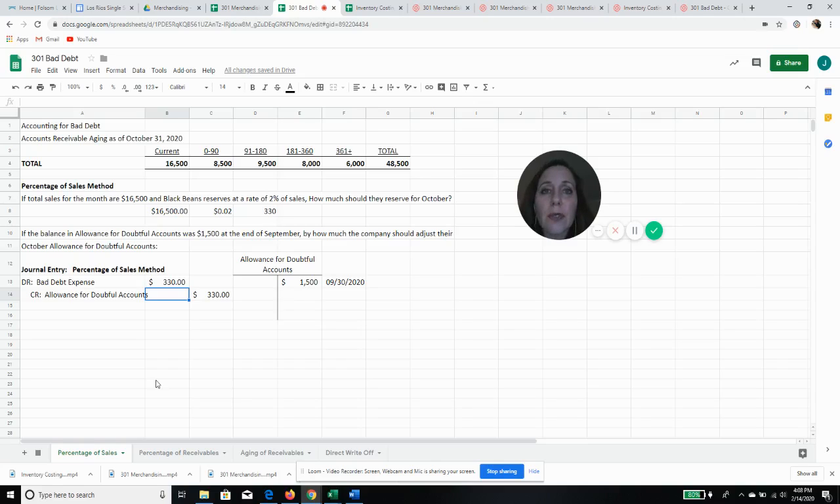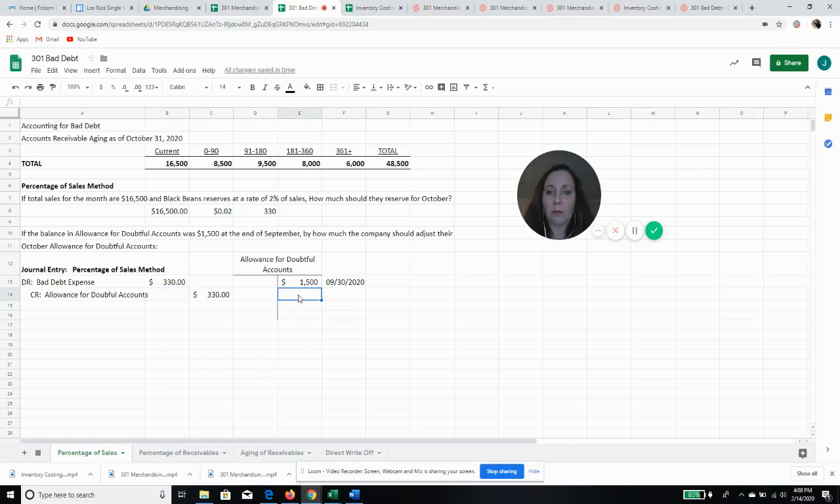We use the allowance for doubtful accounts account to book our credit because we don't actually know at this point which account's going to go bad, right? It could be any of them. But we know historically about 2% of sales end up being uncollectible. So we're just using kind of a rough estimate. We take our sales every month, we multiply them by the amount that historically has gone bad, 2% in this case, and we book our bad debt.